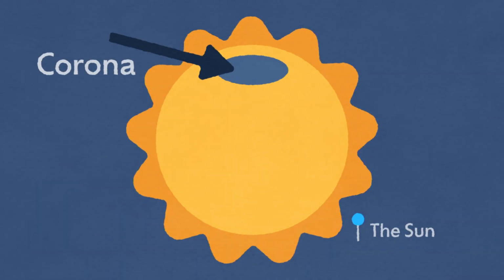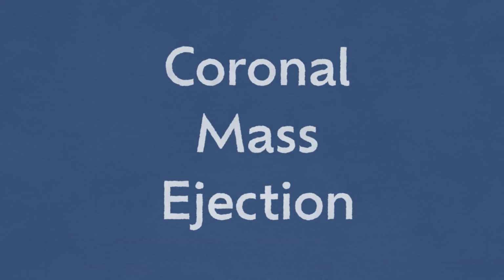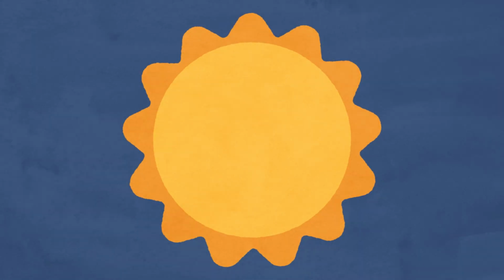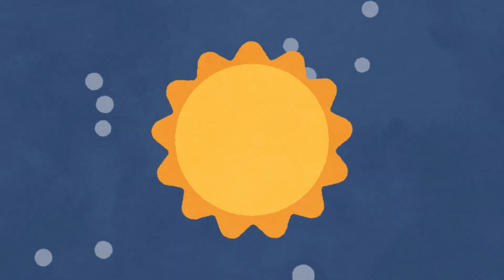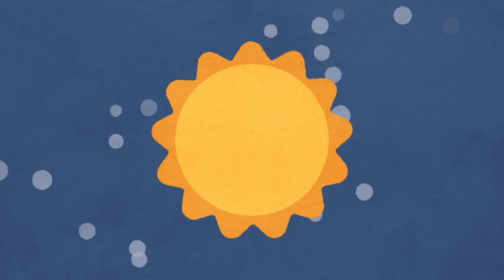The sun constantly ejects particles from its upper atmosphere, also known as the corona. Sometimes these particle ejections are small, but other times they're massive. During a coronal mass ejection, or CME, billions of tons of particles are hurled into space. These CMEs happen when twisted magnetic fields in the corona become so stressed that they suddenly have to realign themselves, and this releases a burst of particles and energy in the form of a solar flare.